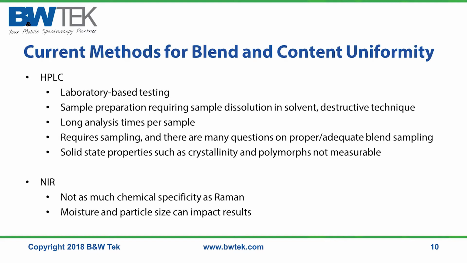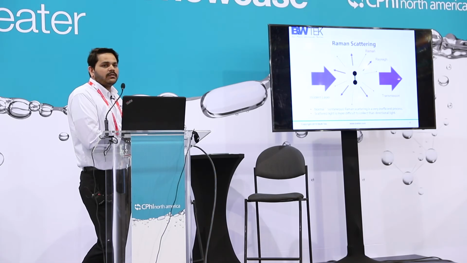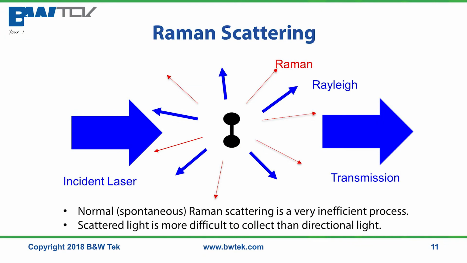NIR is also a technology that is sometimes used for this test. And it's not as specific as Raman spectroscopy, and the moisture and particle size can also impact the readings that you get from this. So Raman spectroscopy is based on light scattering. Essentially, you excite the molecule with a monochromatic source of light, a laser, and you read the inelastic scattering of light. And in this case, it's transmission based, so you read it from the other side of your sample. So the light actually travels or traverses through the entire body of the sample.